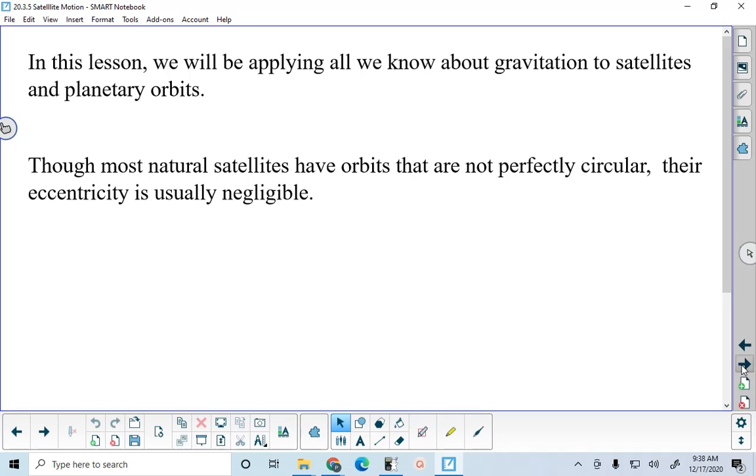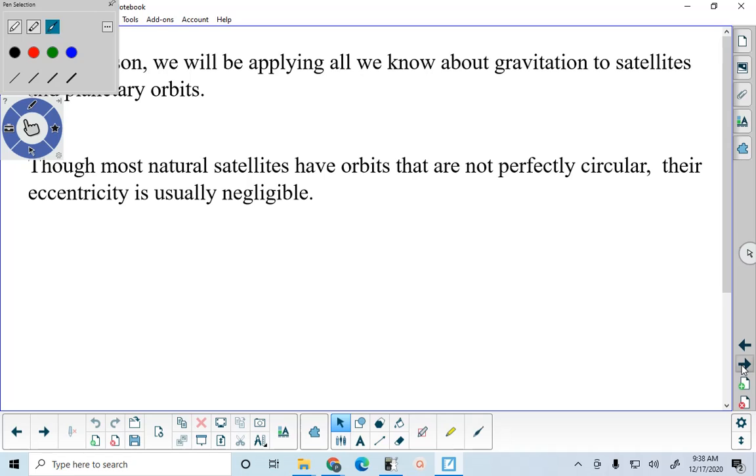Most natural satellites have orbits that are not perfectly circular, and normally I would study with you and teach you something called Kepler's laws of motion, which talk about non-circular satellite orbits. But I decided to kick it out of Physics 20 this semester to make room for more important things. There's something called eccentricity, and I'll explain it so you know what it is.